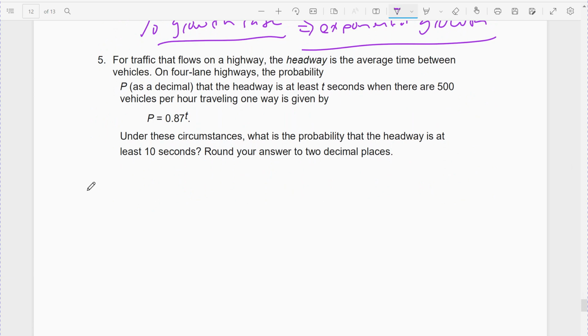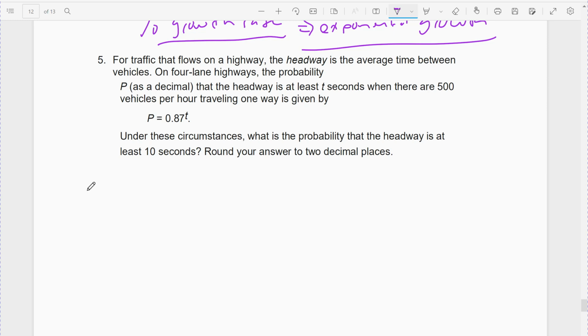Alright, number 5. For traffic, suppose traffic flows on a highway. With the traffic flow on a highway, the headway is the average time between vehicles on a 4-lane highway. The probability p as a decimal that the headway is at least t seconds when there are 500 vehicles per hour traveling one way is given by the following equation. Under the circumstances, what's the probability the headway is at least 10 seconds? Round your answer to one decimal place.